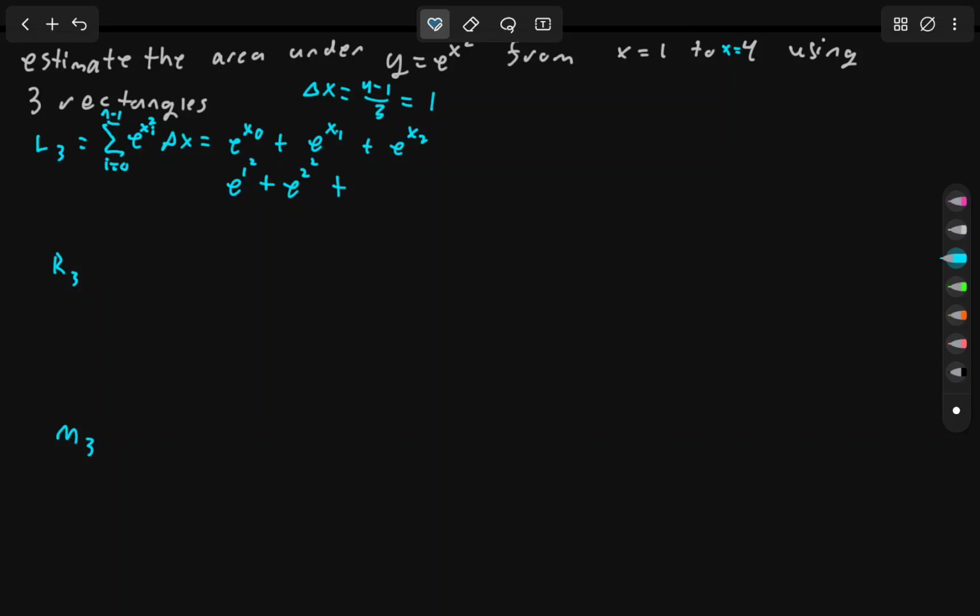Alrighty, plus, and now we're adding 1 onto 2 to get the left value of our third interval, and that is going to be e cubed squared. Adding these all up, we're going to get e plus e to the 4th plus e to the 9th. That is kind of messy, so I'm not actually going to evaluate that.